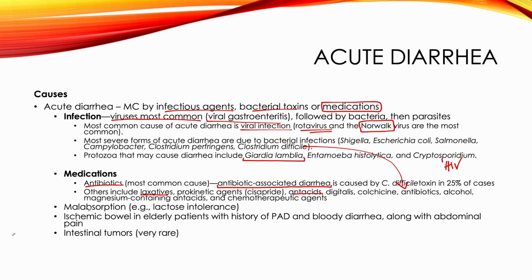Other things that can cause acute diarrheal syndromes are syndromes of malabsorption, including lactose intolerance, although lactose intolerance can also be more chronic, depending. Ischemic bowel can cause it, and then some intestinal tumors, which are pretty rare.